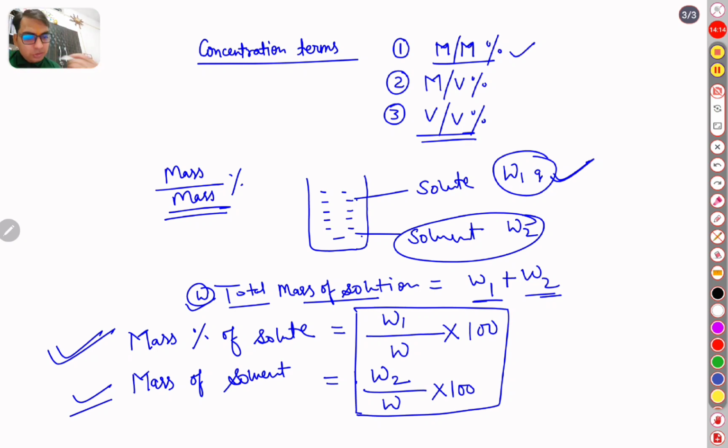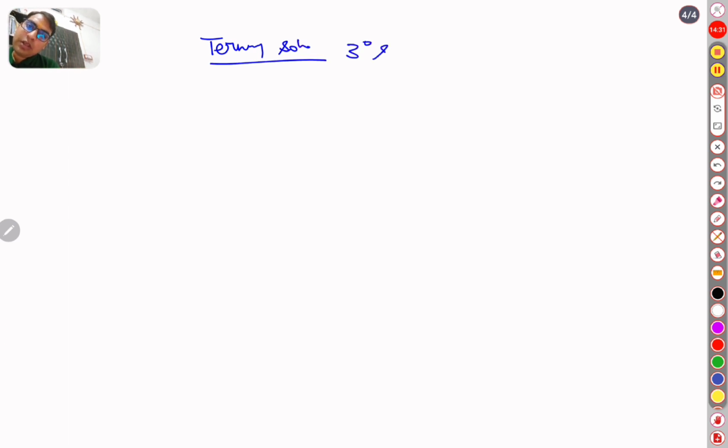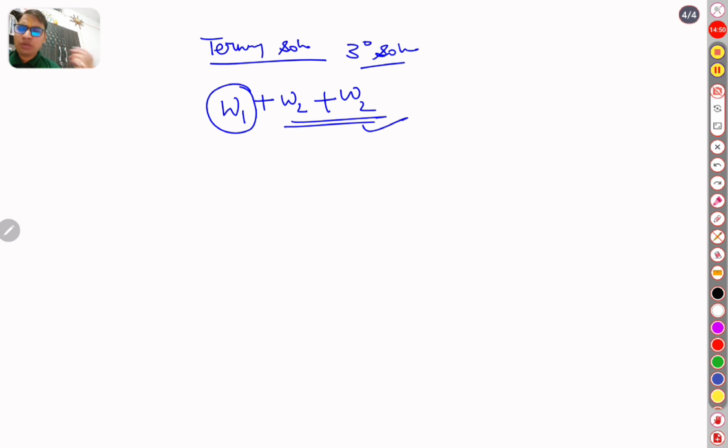If the solution given is ternary or quaternary, then what will we do? Suppose a ternary solution is given. You know what a ternary solution is? A three-component solution. Then we will suppose W1, W2, W3. Suppose W1 is the solute and the other two are solvents. W is equal to the solution.